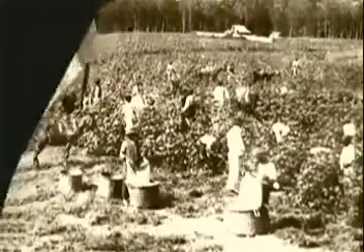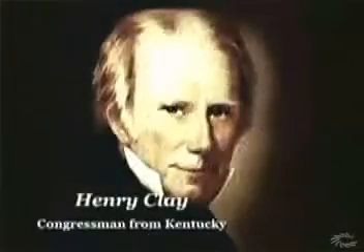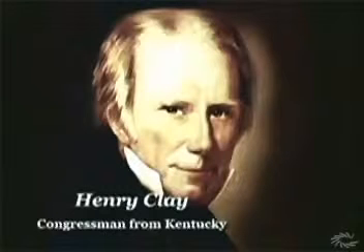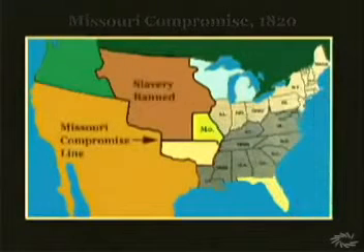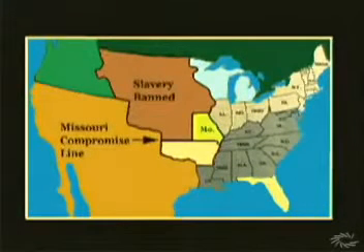In 1820, Congressman Henry Clay of Kentucky helped enact a law called the Missouri Compromise, designed to appease both sides. This law allowed Missouri to be admitted as a slave state, but it banned slavery from the entire region north of the Missouri Compromise line that corresponded to its southern boundary.